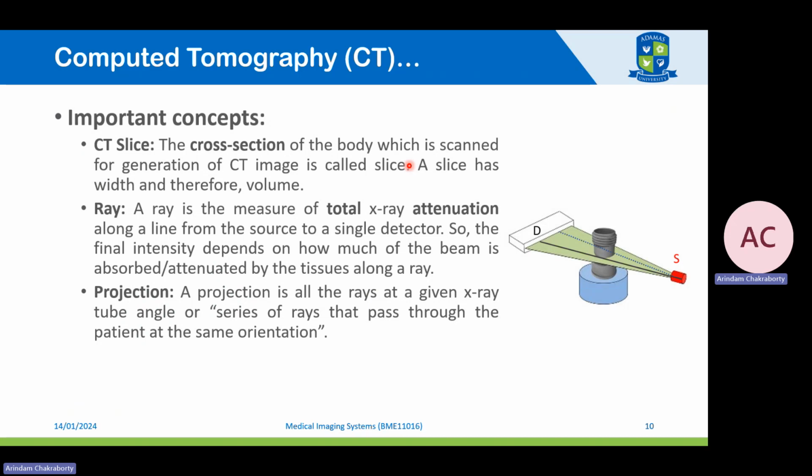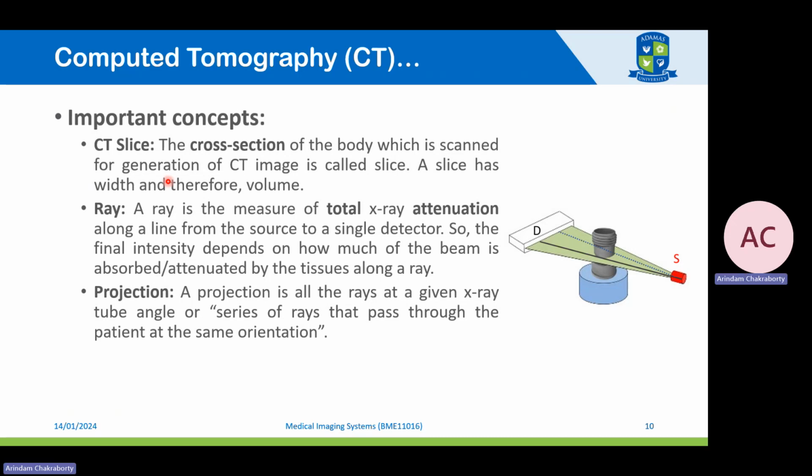Now, before going into a deeper understanding of computed tomography, let's discuss a few important concepts. So the first thing is the CT slice. Since we already talked about the definition of tomography, where tomos basically means slicing the structure, tomography basically describes or images a structure by virtually slicing it. So a slice is nothing but the cross section of the body which is being scanned for generating the CT image.